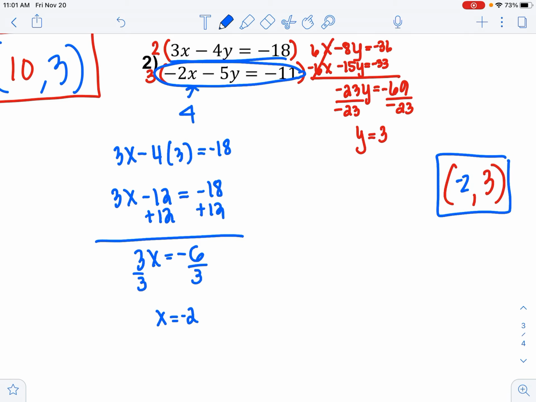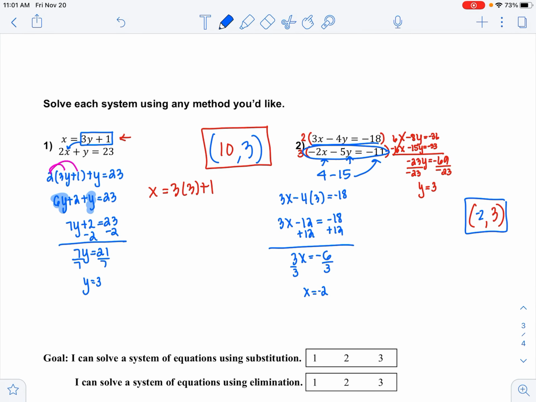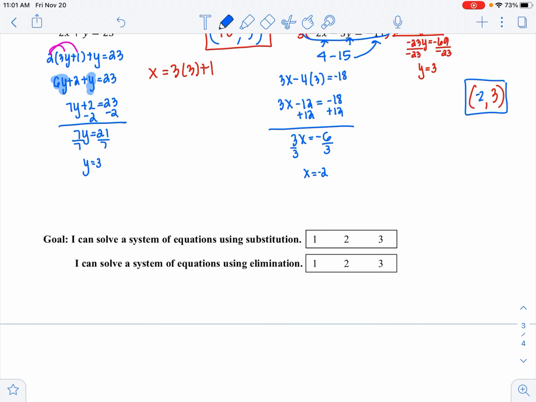Once again, I can check my solution in the one that I didn't do yet. If I plug in a negative 2 right here, I get 4. If I plug in a 3 right here, I get negative 15, which is negative 11. So I just graded it, and I know I got 100%. All right, go ahead and re-rate yourself.